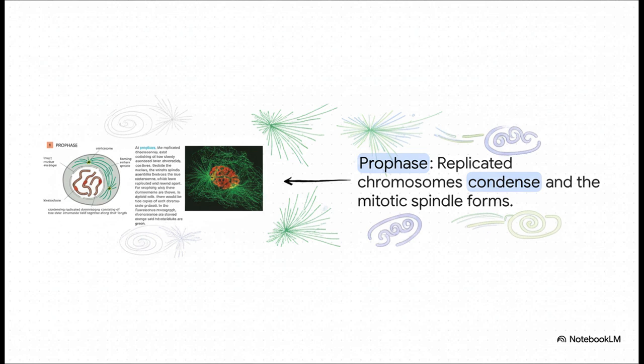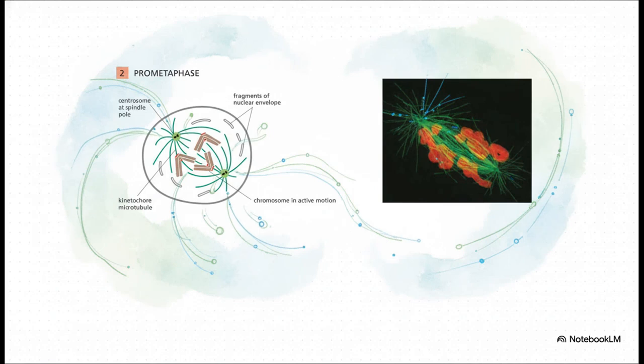At the same time, outside the nucleus, the two centrosomes start moving apart, beginning to build that mitotic spindle between them. Next up is prometaphase, and it starts really abruptly when the nuclear envelope just breaks down. This is such a crucial step because it finally frees the chromosomes. Now, the spindle microtubules can reach in and attach to a special spot on each chromosome called the kinetochore. They're capturing them and getting them ready to move.